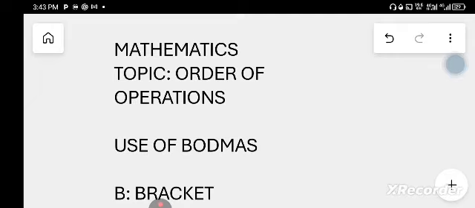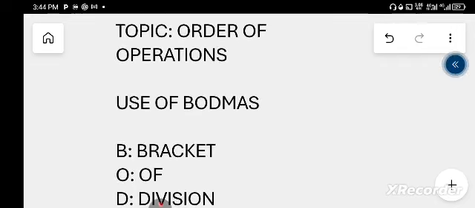Today we shall be looking at the topic order of operations, and we'll be making use of BODMAS. Without BODMAS, order of operation will not be effective. So with the use of BODMAS, the operation is going to be very easy and straightforward.